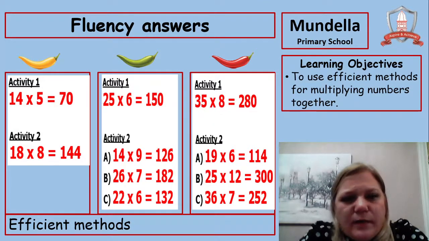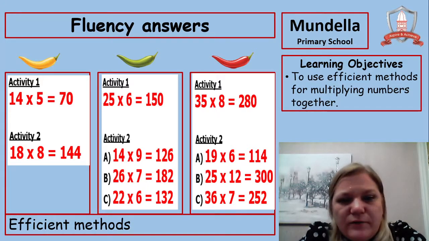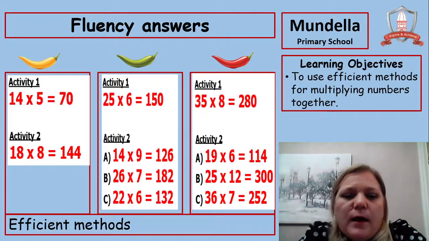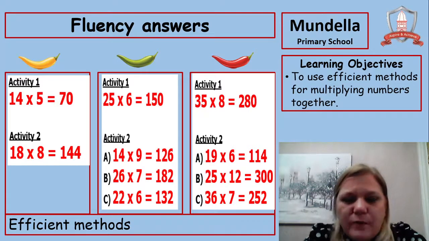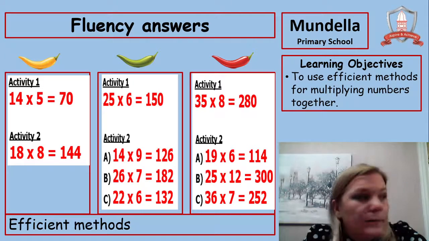And when you've done that, you can mark your own work. So here are the answers for the 3 different challenge levels. So if you've got the answer right, just put a tick. If you've not got the answer right, see if you can have a look back and see where you might have made a mistake. Maybe you can talk it through with one of your grown-ups at home, or work it out in a different way and see if you still came up with the same answer. So if you want to pause the video, you can mark your work.